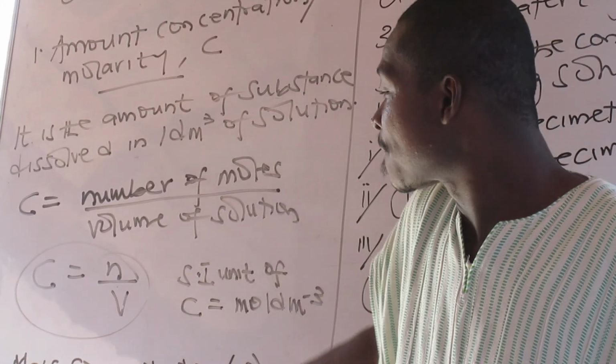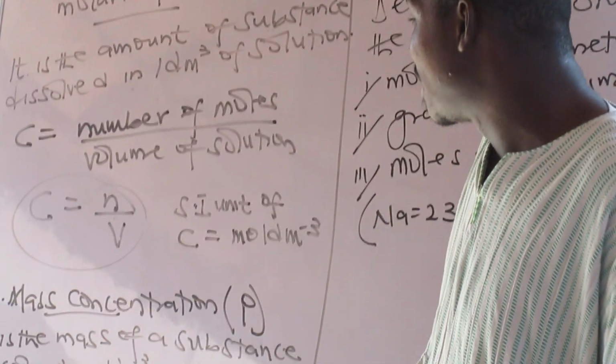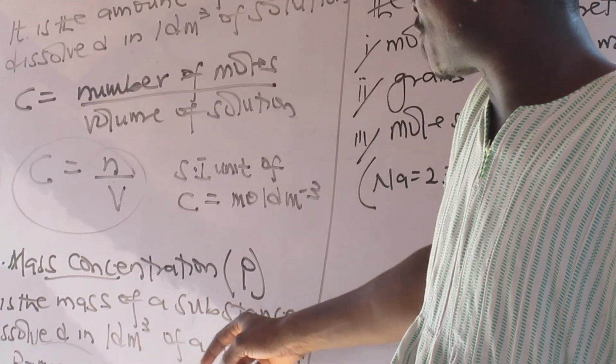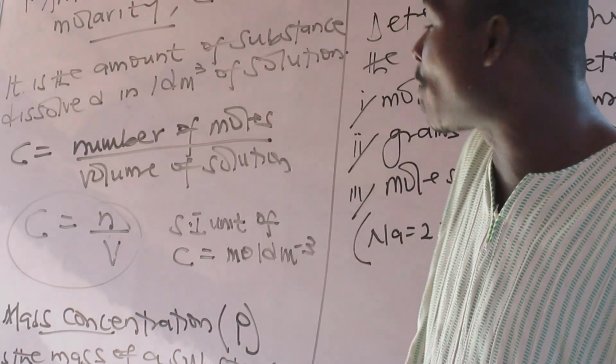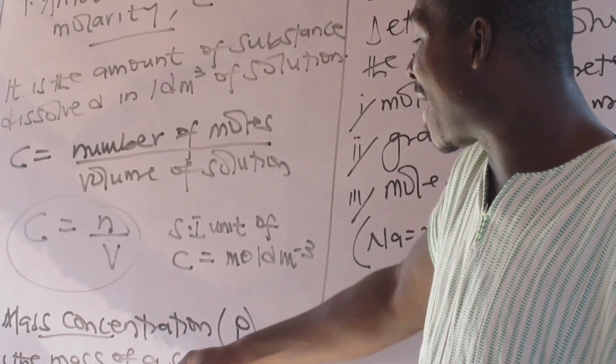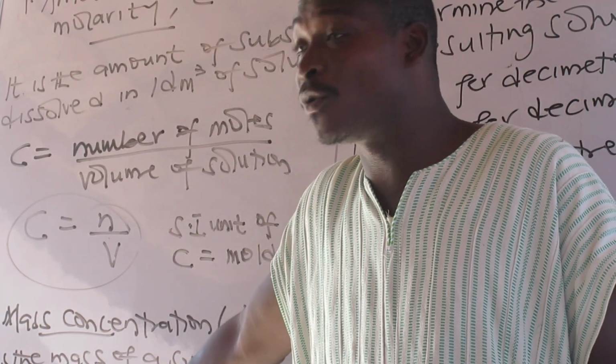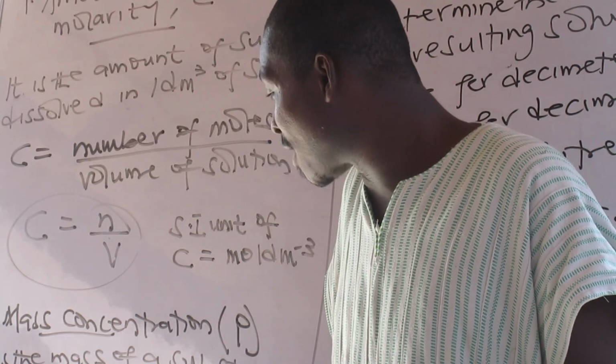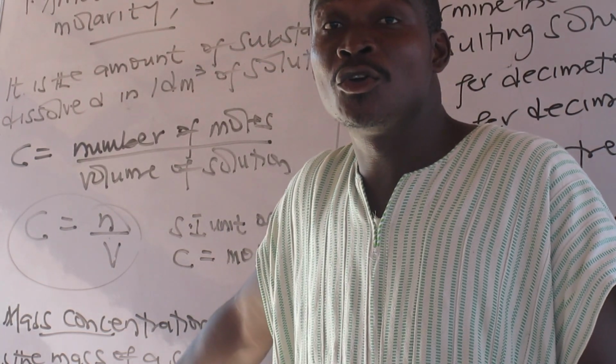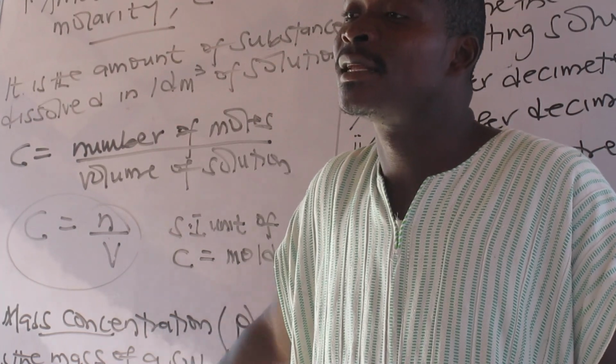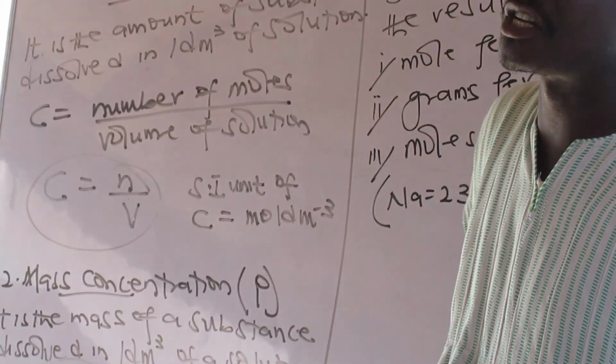Mass concentration. It is the mass of a substance dissolved in 1 decimeter cube of the solution. So it is a mass over the volume. So we have two formulas here, right? Mass over volume, and here we have concentration by molar mass. You normally see these formulas in most practical questions, right? When you are doing titration questions, right?